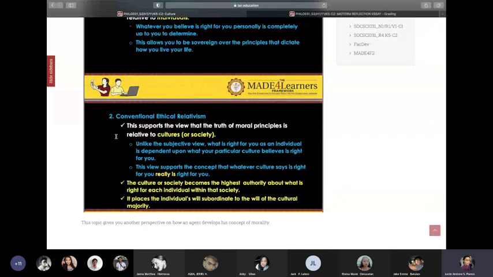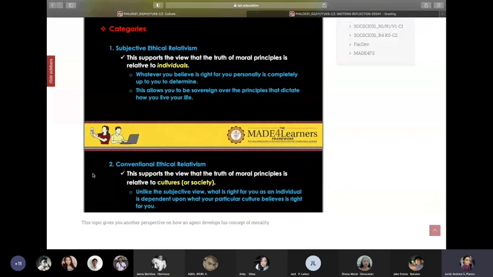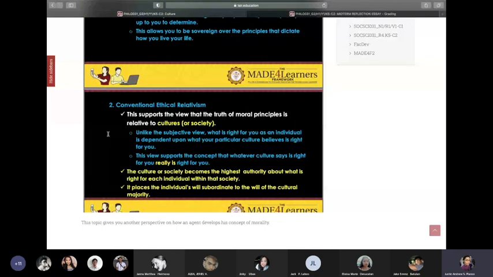So these two are the categories or types of ethical relativism. When the truth of moral principles is relative to individuals or to the subject, that is subjective ethical relativism. And when the truth of moral principles is determined by a culture or society, that is conventional ethical relativism.